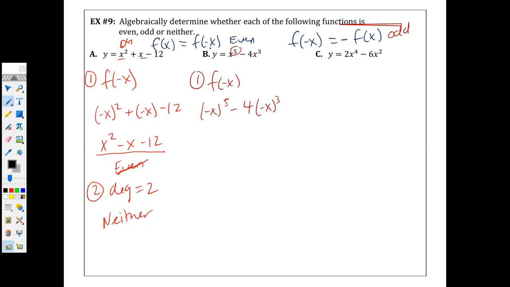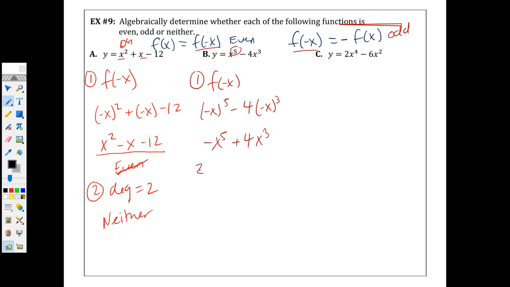For both of them, they require you to test for f of negative x. That's why it's always going to be your step 1. All right, so a negative times a negative times a negative times a negative times a negative is going to be a negative. So we end up with negative x to the 5th. And it's going to be positive 4x. Why? Because the negative 4 makes it positive. Exactly. Okay, so that is my f of negative x.